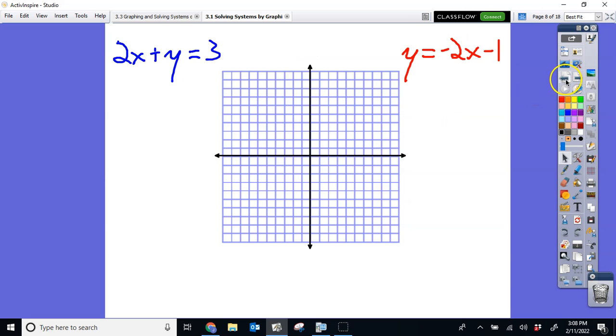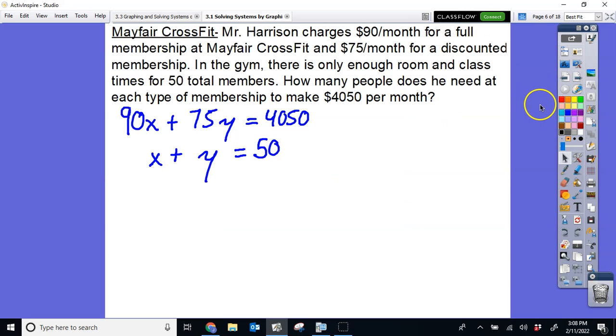You'll notice that both of those equations that we looked at for Mr. Harrison's gym dealt with the number of full memberships and the number of discounted memberships, or specifically the members. So those are representing numbers of people. Each equation, though, was talking about a different side of those memberships. One was talking about the money that it brings in, and the other one was just talking about simply how many people show up.